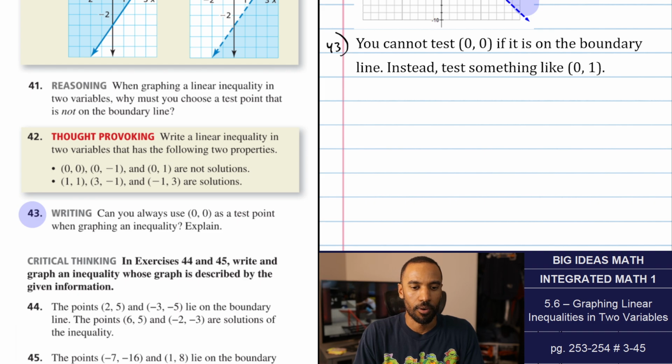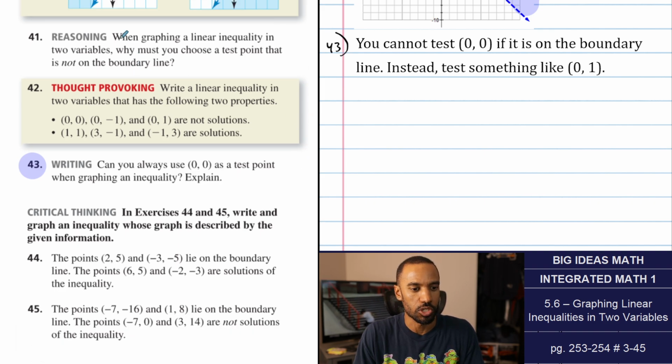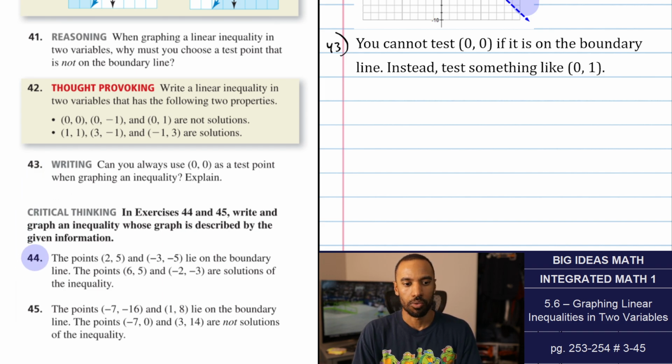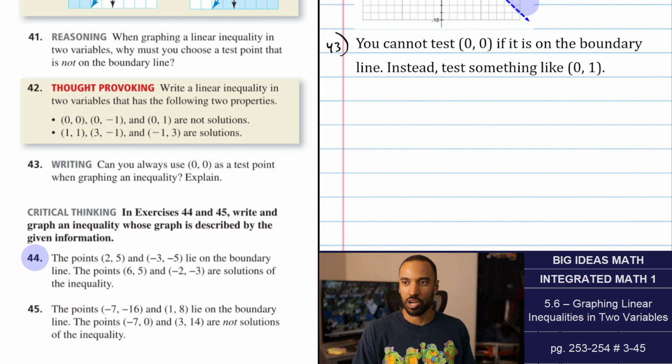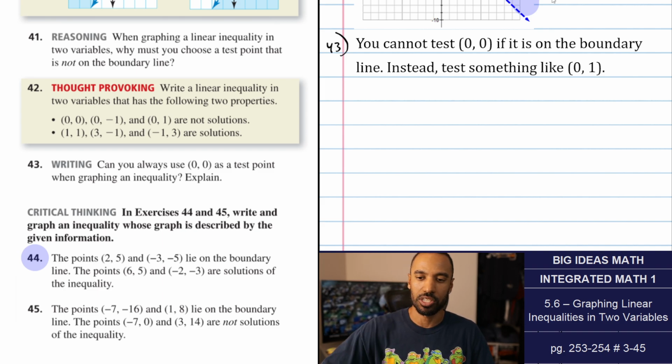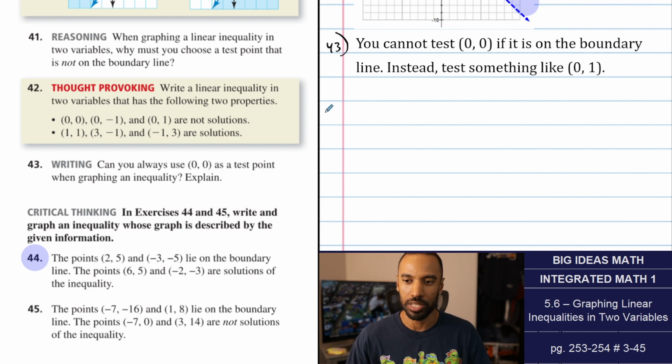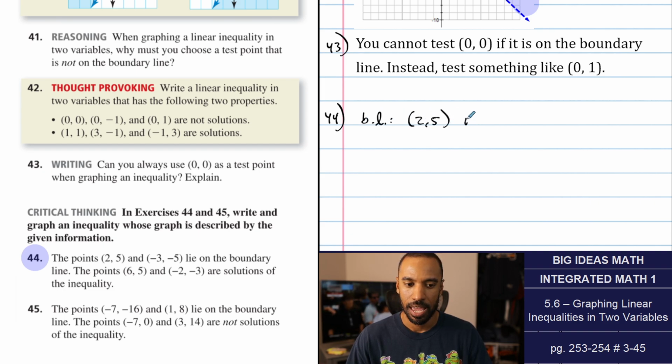Okay, number 44 and 45, last two questions. Write and graph an inequality whose graph is described by the given information. So these points lie on the boundary line, and these points are solutions. This is kind of like number 42, only now we have to construct the exact boundary line. The boundary line contains the points 2, 5 and -3, -5.